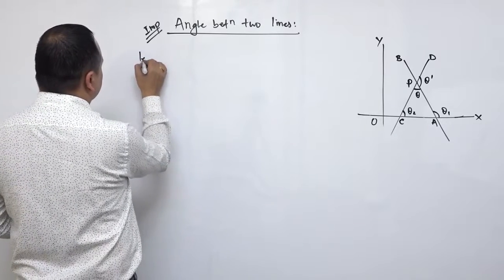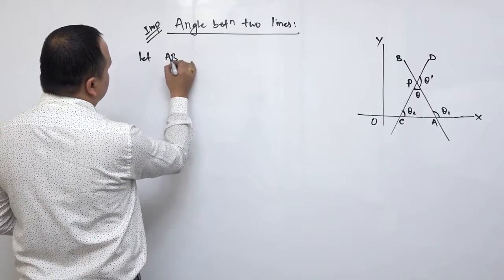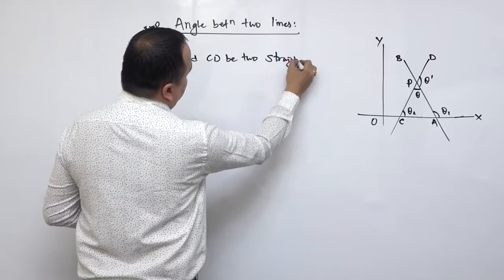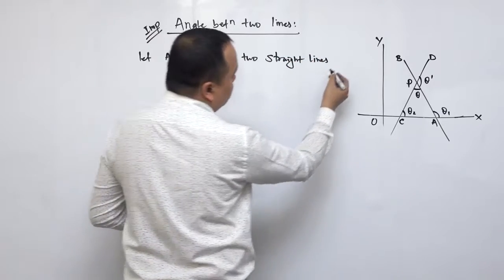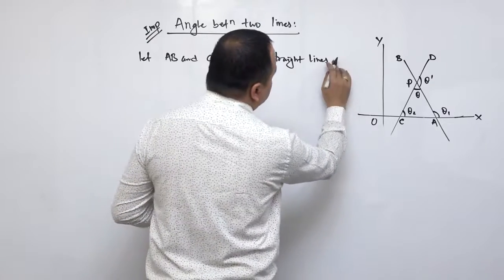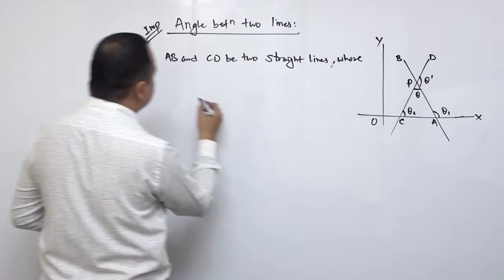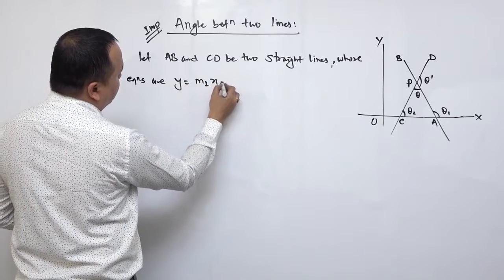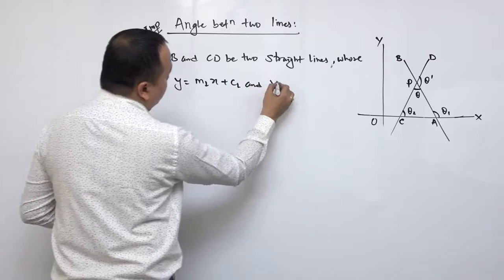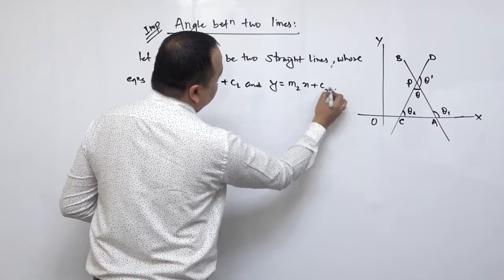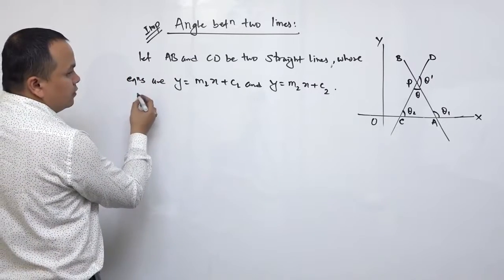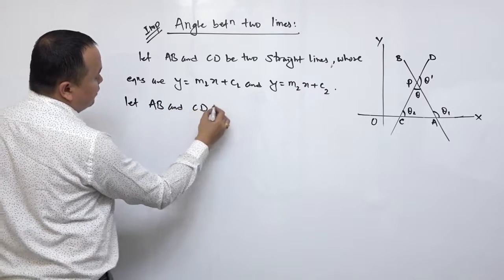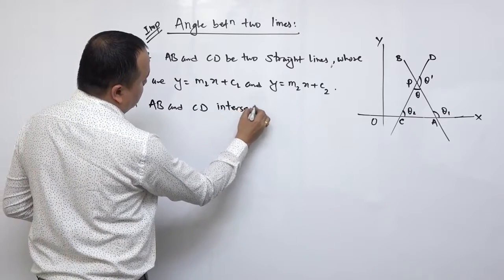Let AB and CD be two straight lines whose equations are y is equal to m1x plus c1 and y is equal to m2x plus c2. Let AB and CD intersect at P.